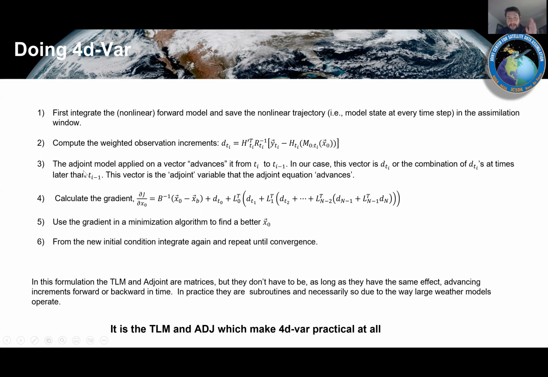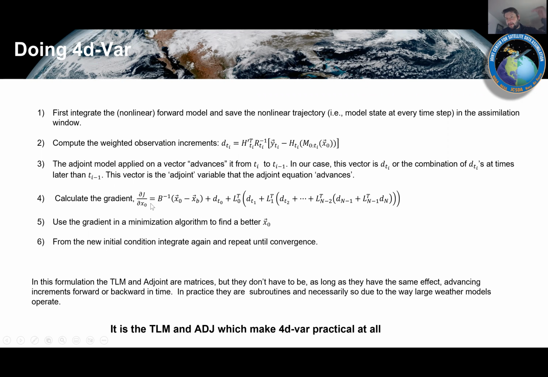Then I use the adjoint model to advance this vector, which is sometimes referred to as the adjoint variable, backward in time to t equals 0. They build up, but the equation advances it backward in time. Essentially I'm just calculating this gradient. I get the Ds from the nonlinear model, I have the Ls from the tangent linear model, taking their transposes to get the adjoint, and I get the gradient.